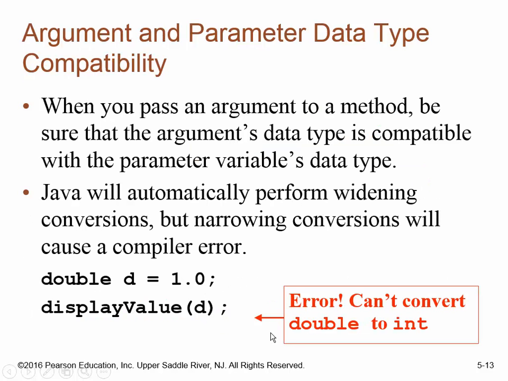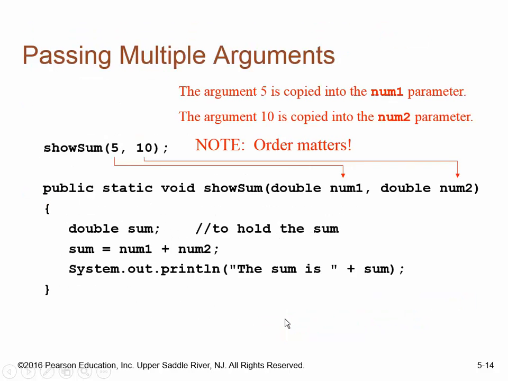Pretty simple stuff. When you pass an argument to a method, be sure the data type is compatible. If it's not, so in this case, we tried to pass a double in where it was expecting an int. You'll get an error message. The compiler can't handle it.